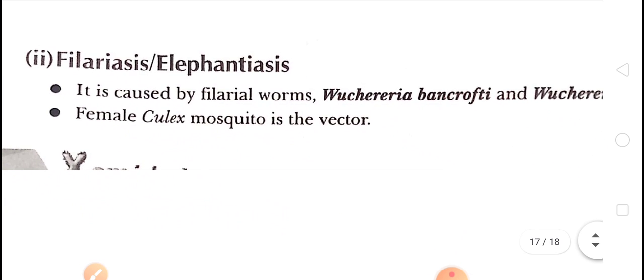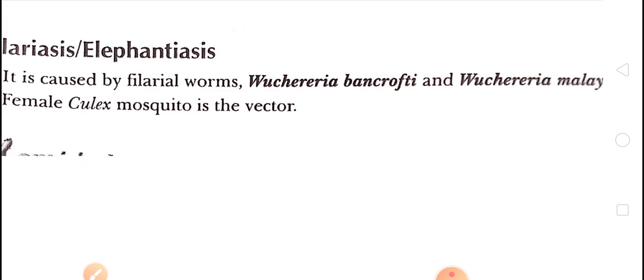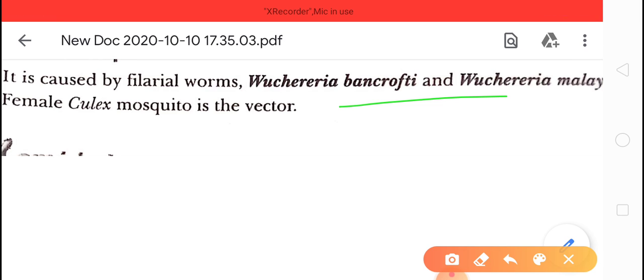this is Elephantiasis, or filariasis. It is caused by Wuchereria bancrofti or Wuchereria malayi. The two helminths that are responsible for elephantiasis are Wuchereria bancrofti and Wuchereria malayi, and the vector to transmit this pathogen into the human is a mosquito, the name of which is Culex.